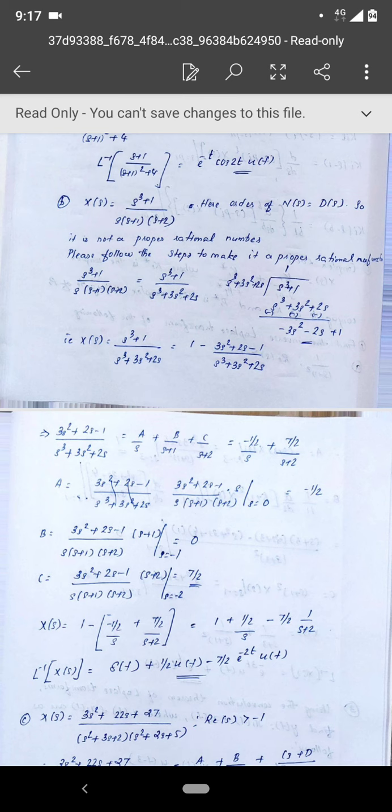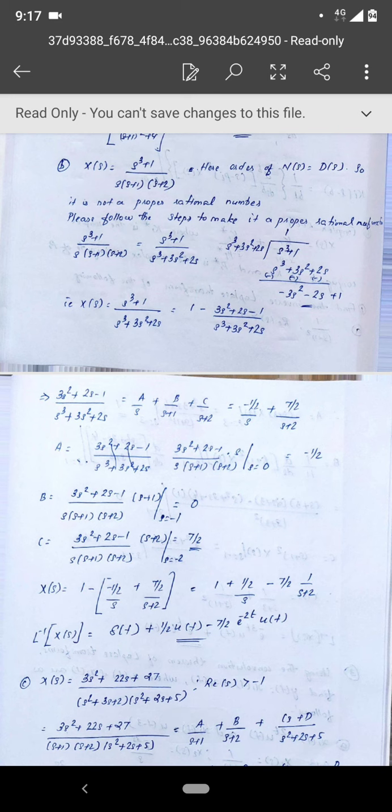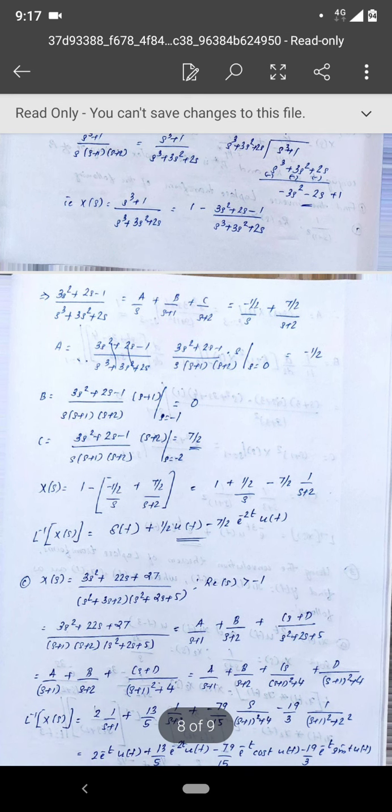Then we know the expansion of s cube plus 3s square plus 2s. If you take s outside, that becomes s square plus 3s plus 2. We can expand that and write it as a by s plus b by (s plus 1) plus c by (s plus 2). They are all distinct roots, because one is s equal to 0, the other is s equal to minus 1, and the other is s equal to minus 2. All are distinct roots.